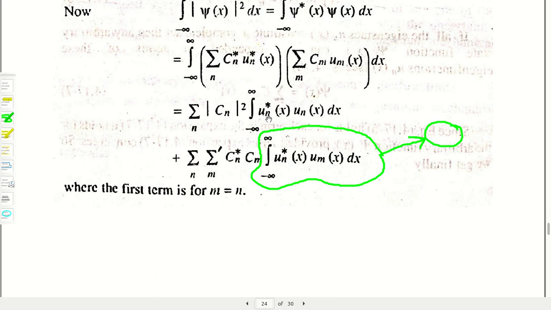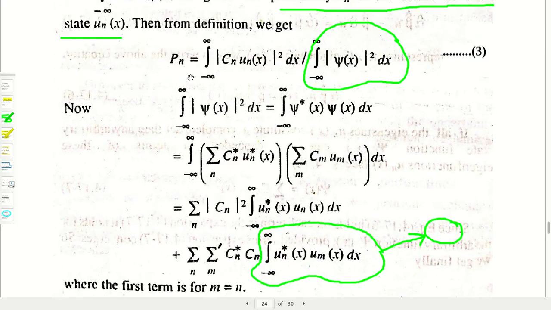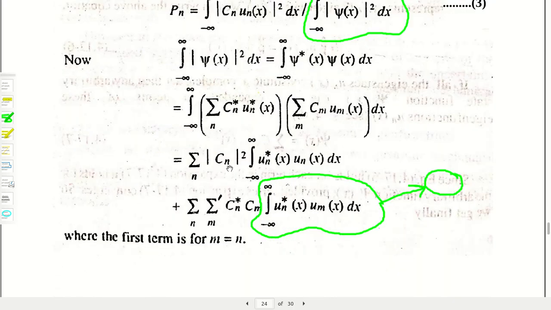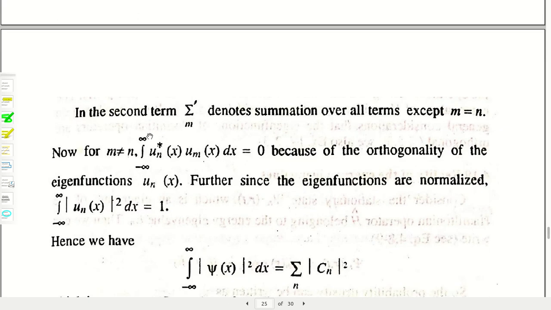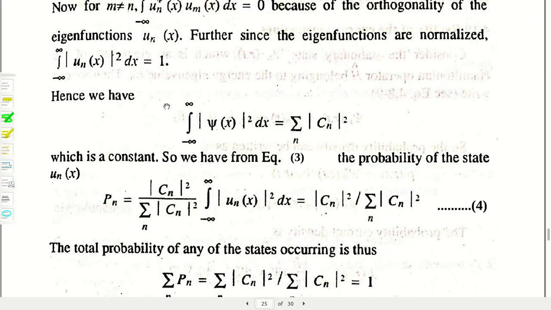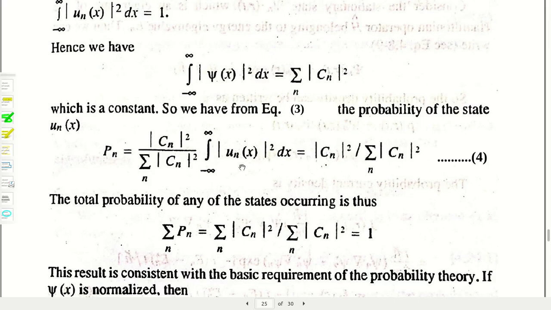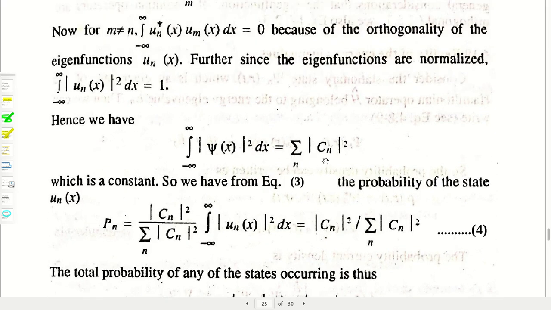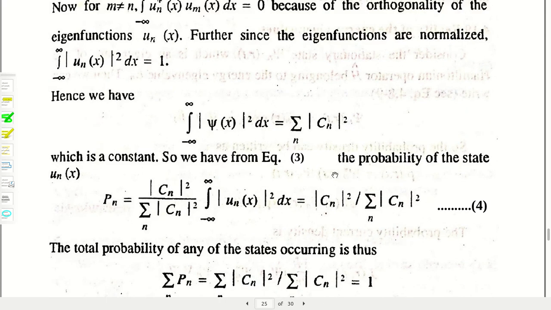With the same formula of orthonormalization, this result will be 1. So the probability of finding the system in the nth state will be sum over Cn square. It is written after this. Here you can see, yes, this is written over here.